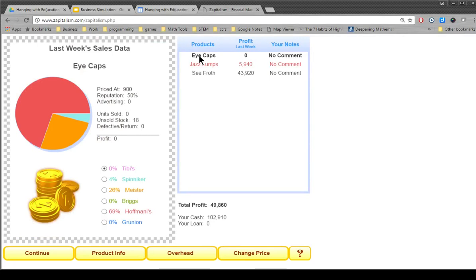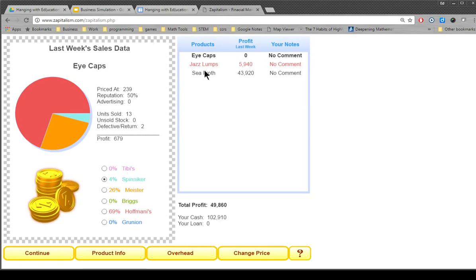Icaps, no profit. Uh-oh. Icaps, we made a big mistake on that. Why? We didn't sell any of them. We still have 18 in stock. What was Huff? Remember they had the market on that before? What were they doing? They had the price at 387. We had it at 900. Geez, I wonder why we didn't sell very many. We got massively undersold. And it's obvious that Meister had a much lower price, and that he doesn't look like he had that many. He only had 13 units on there.